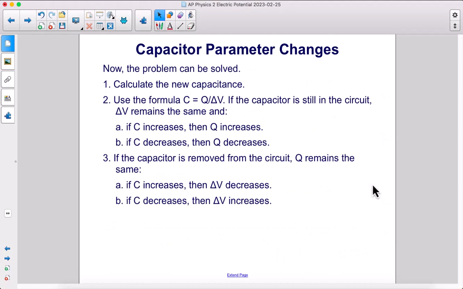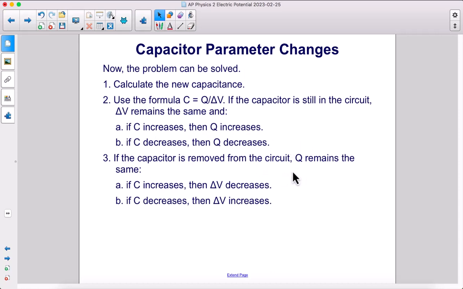Now the problem can be solved. First, calculate the new capacitance. 2. Use the formula C equals Q over delta V, or on the AP2 equation sheet, it's delta V equals Q over C. If the capacitor is still in the circuit, that means delta V remains the same, and if the capacitance increases, then the charge increases. If capacitance decreases, then charge decreases.